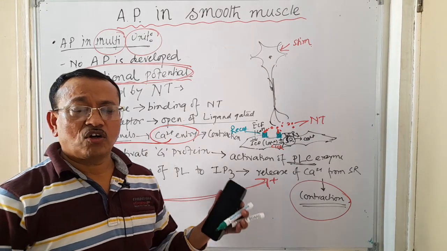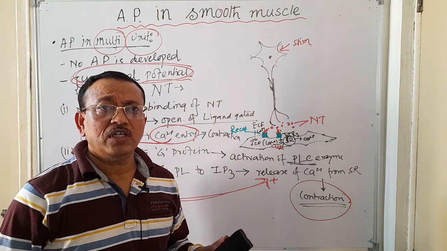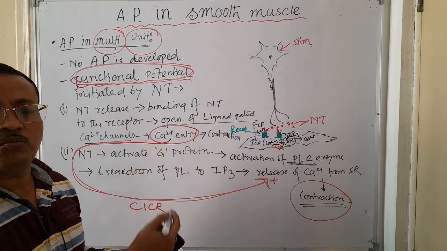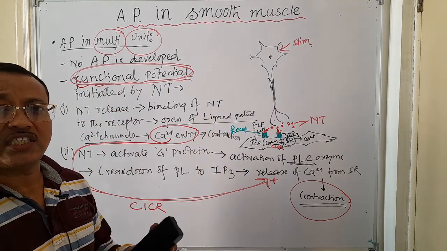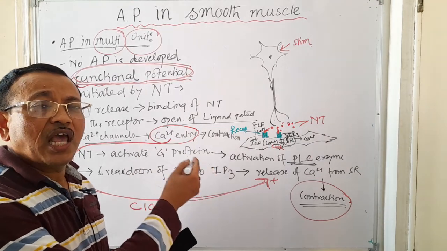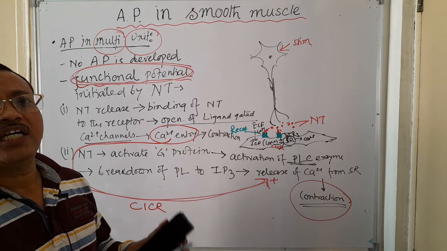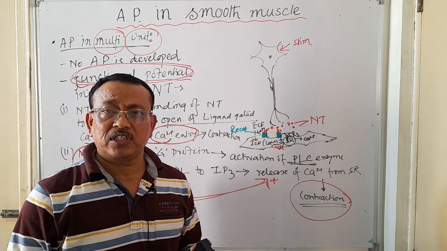I hope the concept is very clear to you regarding the membrane potential changes in the multi-unit smooth muscle, and also the membrane potential changes that take place in the single unit smooth muscle.